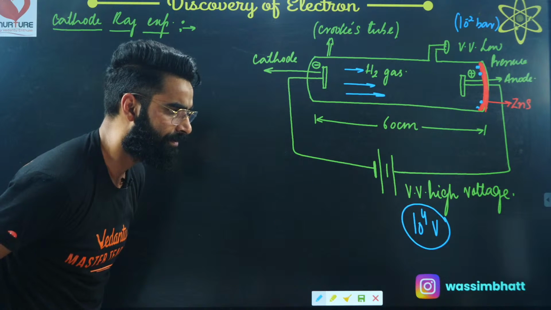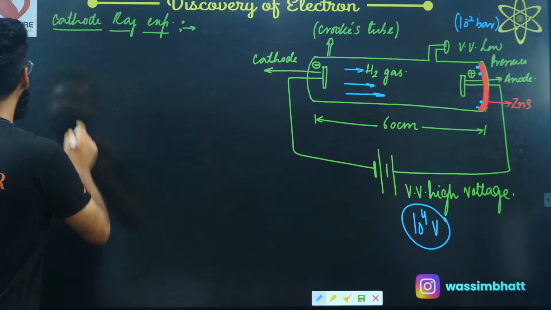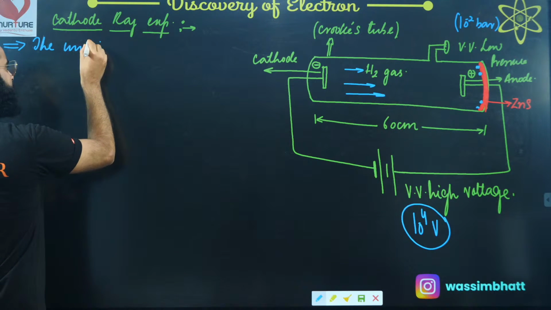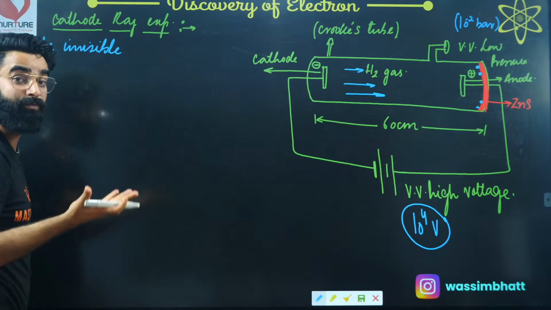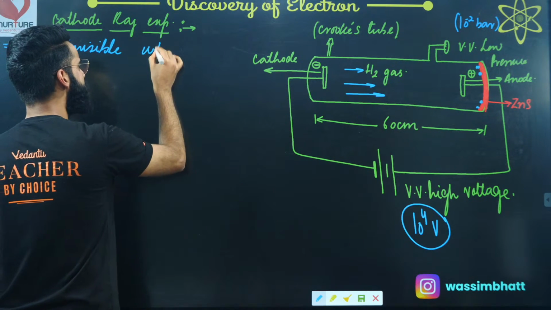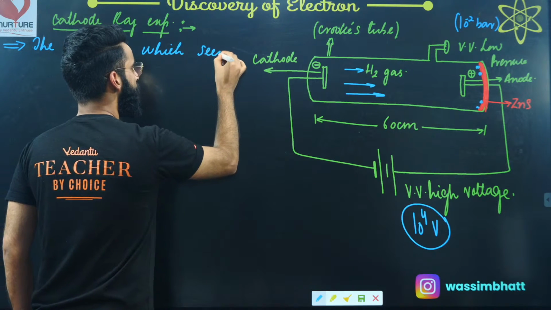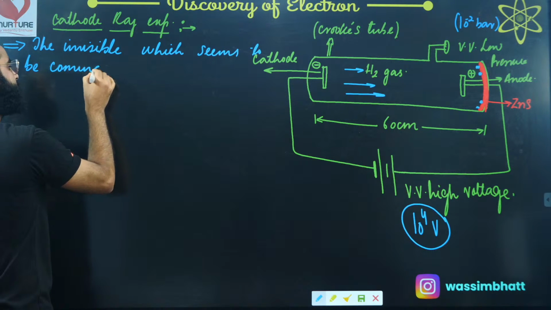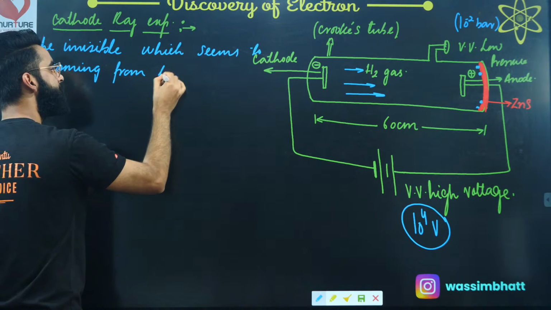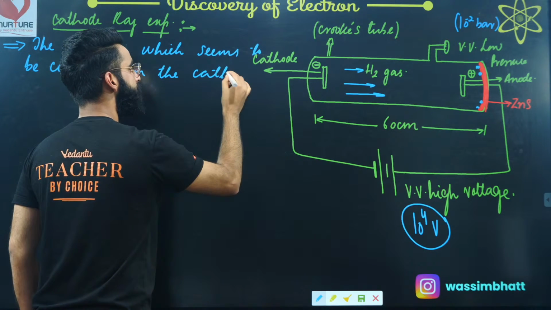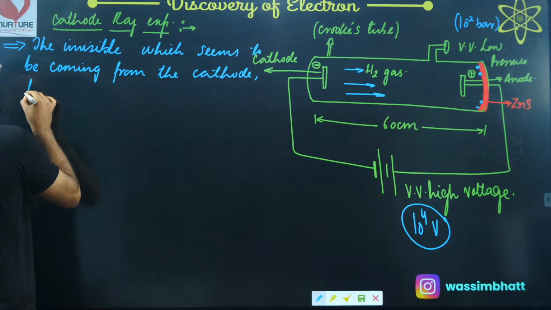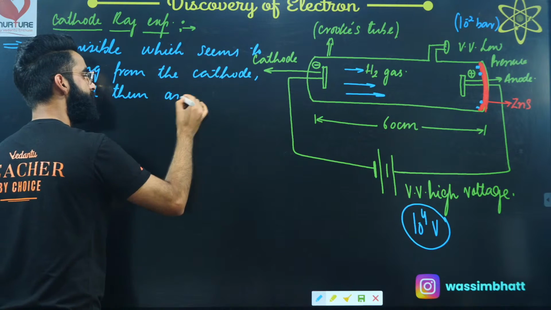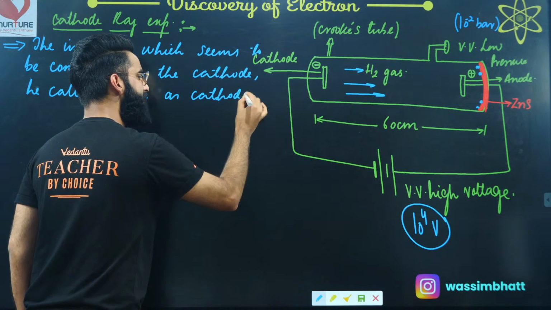Let me tell you, he observed some invisible rays coming from the cathode. Those invisible rays which seem to be coming from the cathode, he called them cathode rays. So again, let me repeat the same thing.